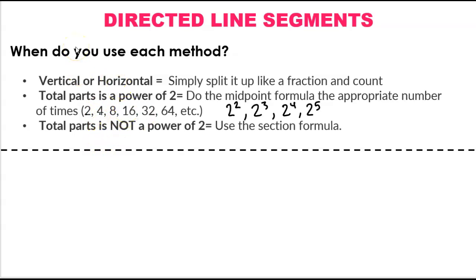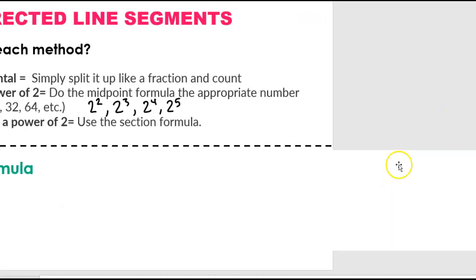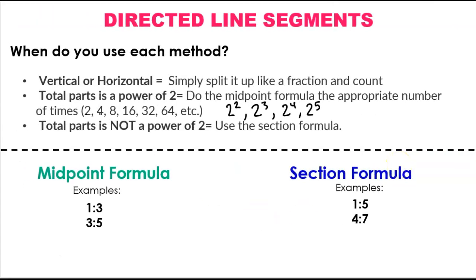So let me show you guys what I mean by total parts, though, okay? We got to be clear on what that means. So for the midpoint formula, the examples here: notice that we have a 1 to 3 ratio, which means that our total parts, we just add them up. So our total parts are 4. The 3 to 5, total parts being 8. On this midpoint formula, the 4 and 8 are both powers of 2, because it's 2 squared, and this one is 2 cubed.